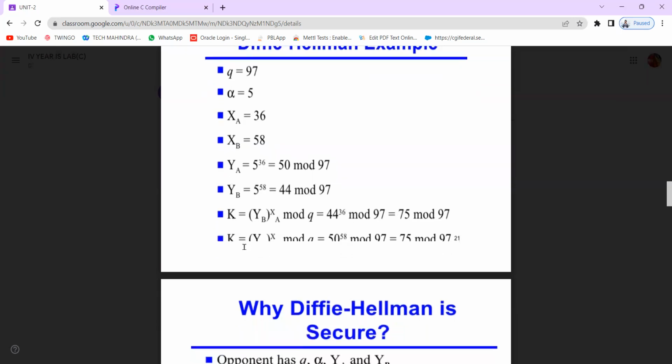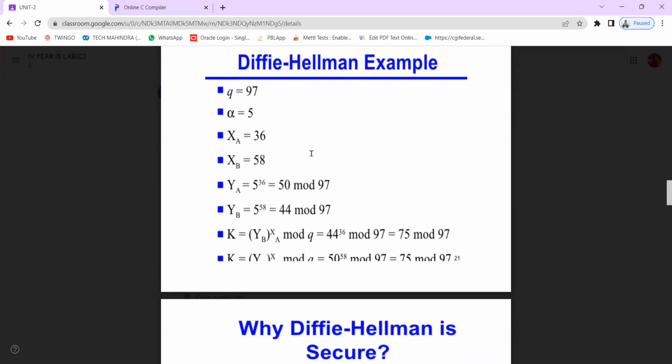Next we'll calculate the shared secret key of B. Here, YA power XB, that is the public key of A to the power of the private key of B mod Q. So the public key of A is 50 and the private key of B is equal to 58, mod 97, which gives 75 mod 97. So the answer will be 75.